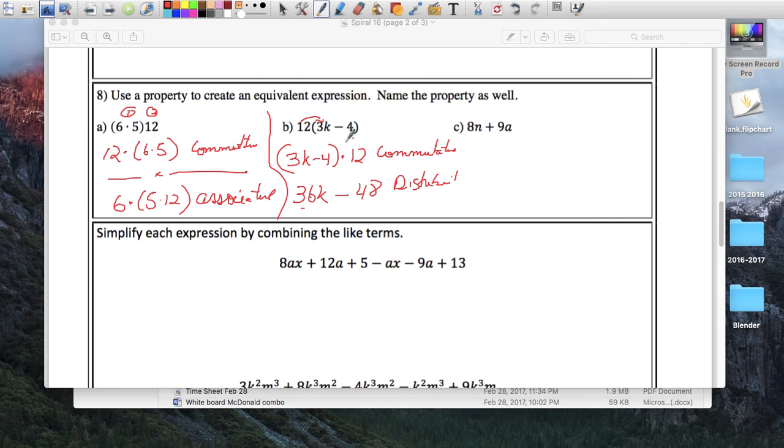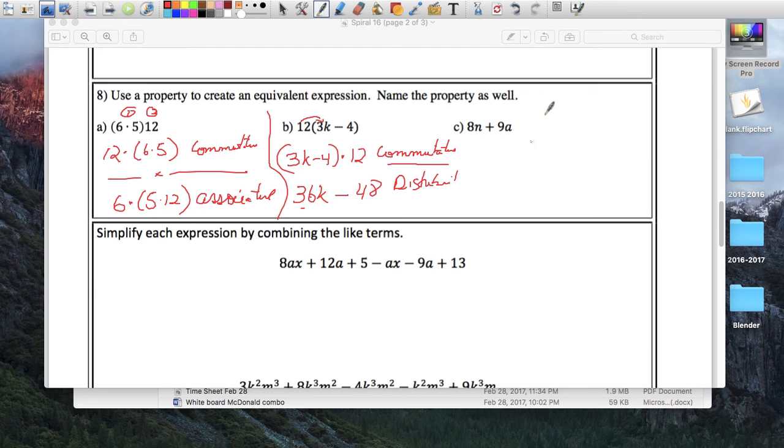One where I switch the order, and that would be using the commutative property. And the other one where I distributed the term outside, multiplied by every term inside, giving you 36k minus 48.